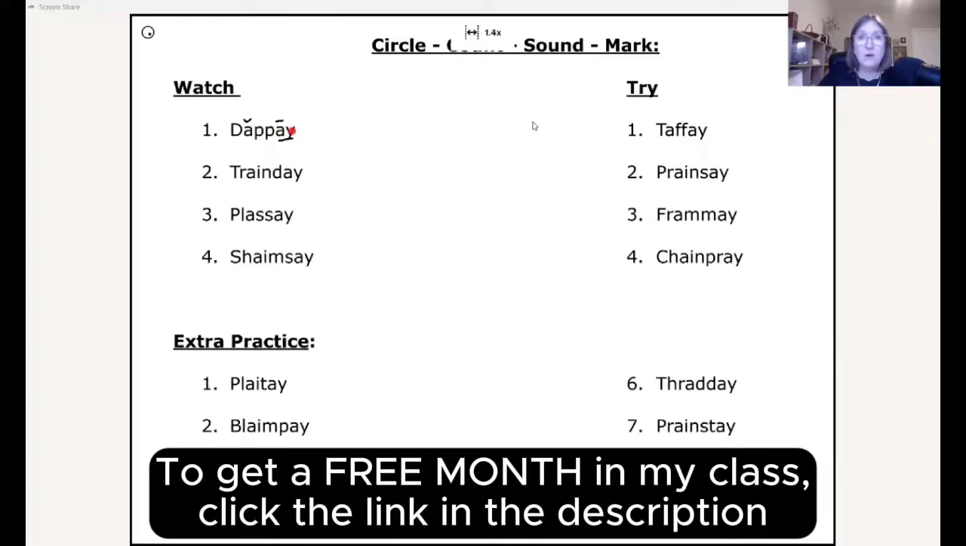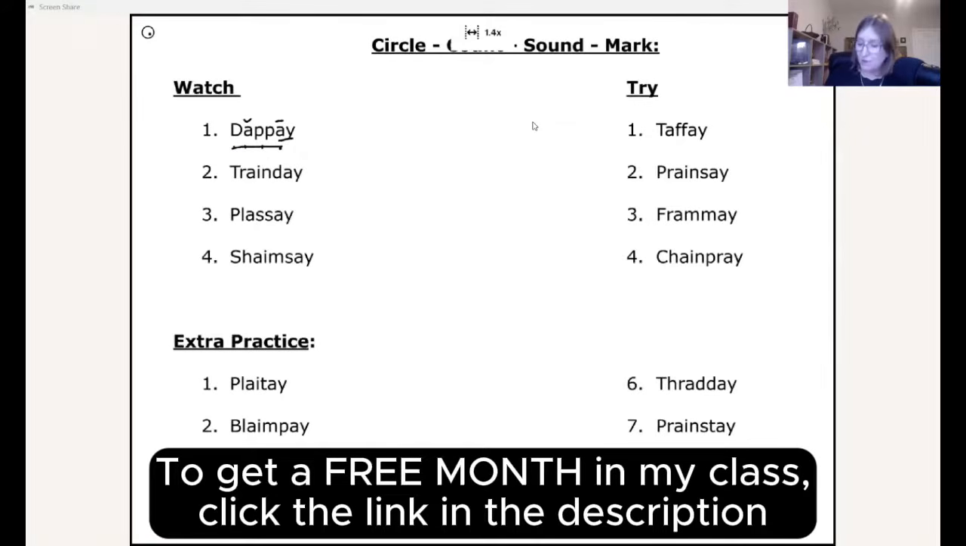That Y is another vowel. Y is a vowel if it's not the first letter. And so since that A has another vowel, 1 or 2 doors down, it gets to say its name and say A. So the sounds are D, A, P, A, dape, dape.